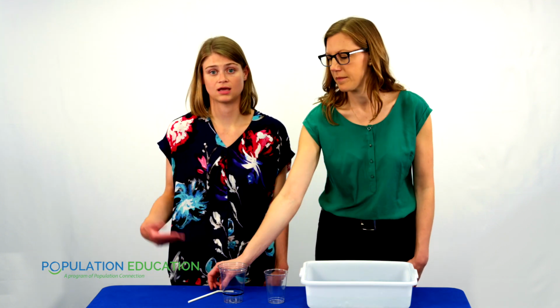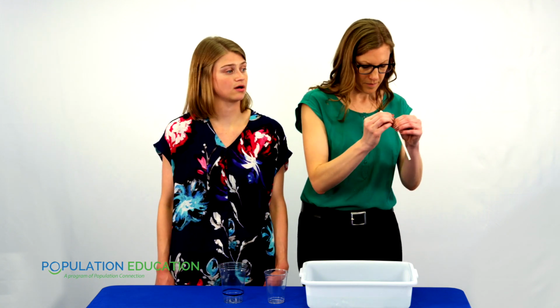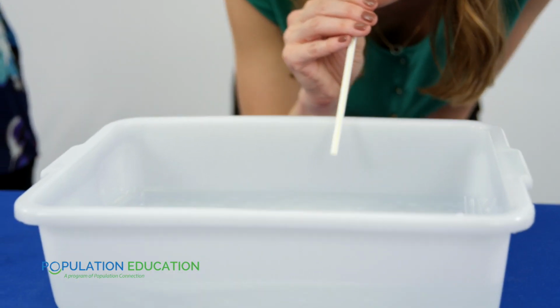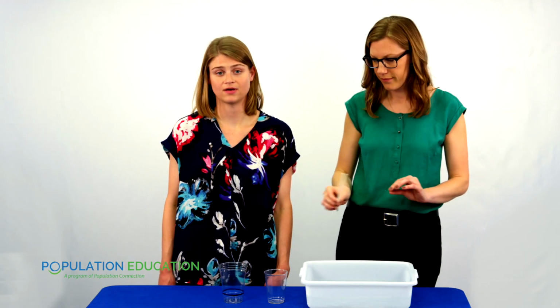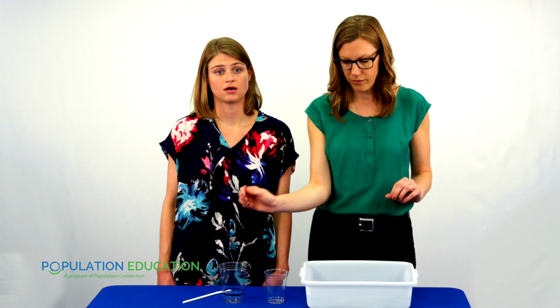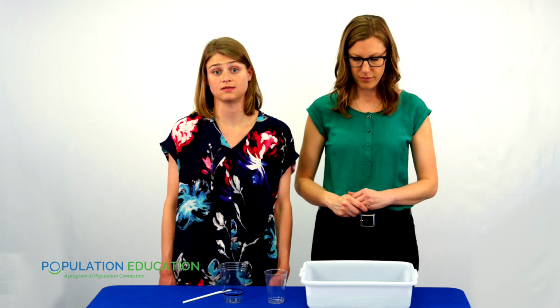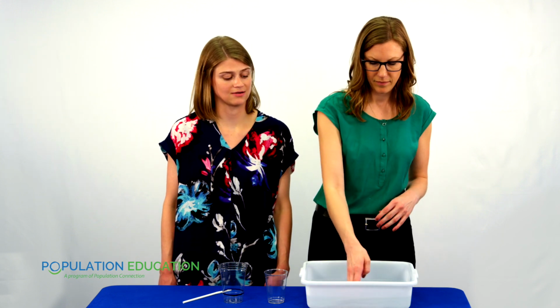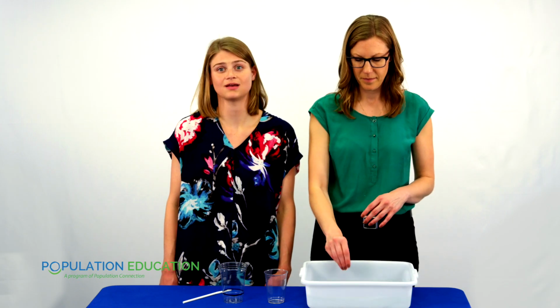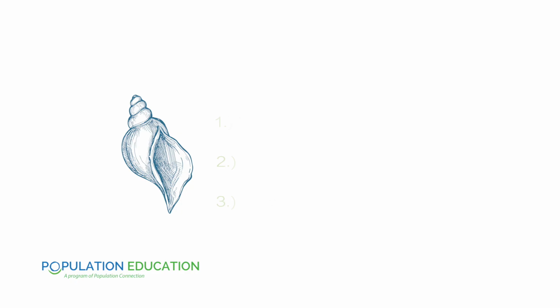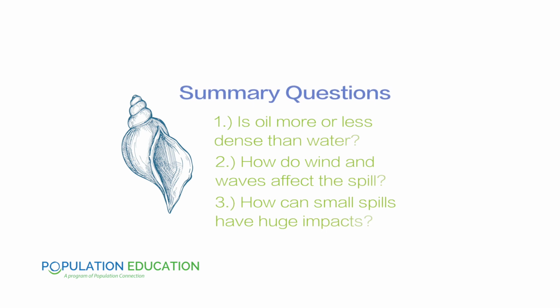Next, students take a straw and gently blow on their simulated marine ecosystem to see the effect of wind on an oil spill. And finally, after making their observations and recording these in the data table, students take one hand and gently splash around in their spill to simulate waves. Students again record their observations in the data table. They then summarize their findings by answering a few questions.